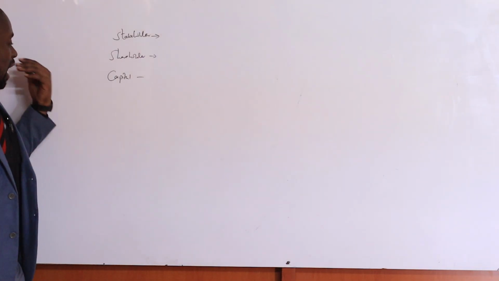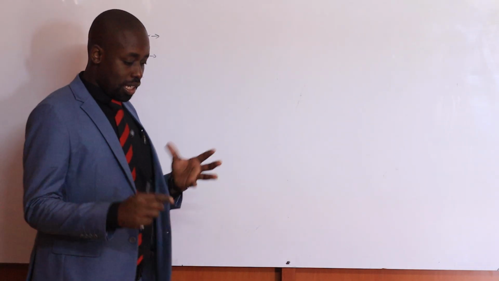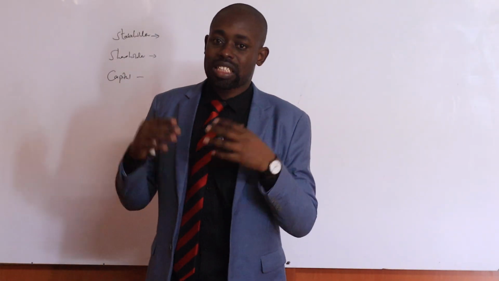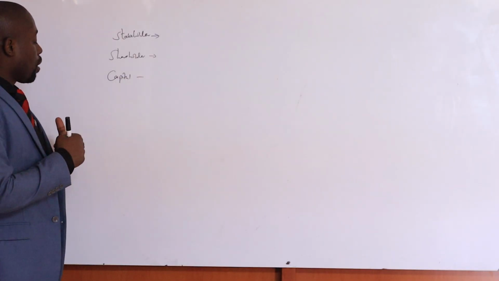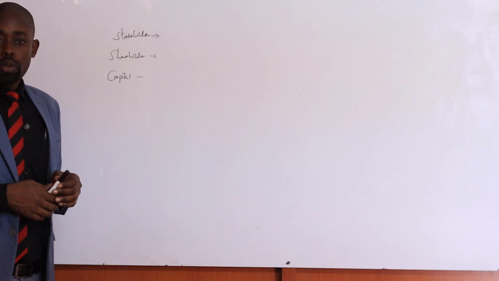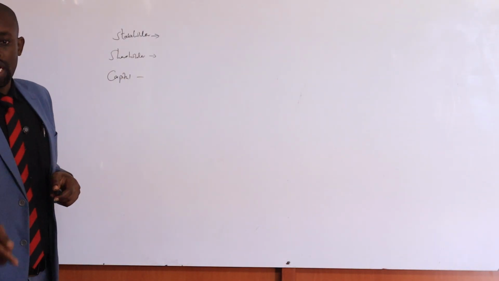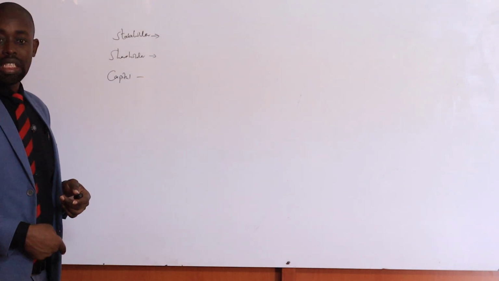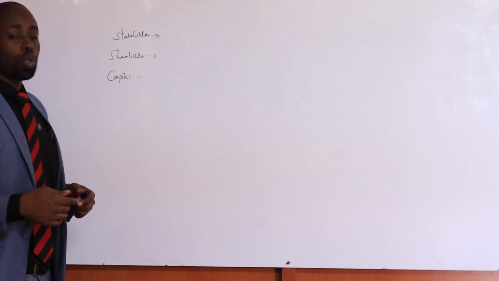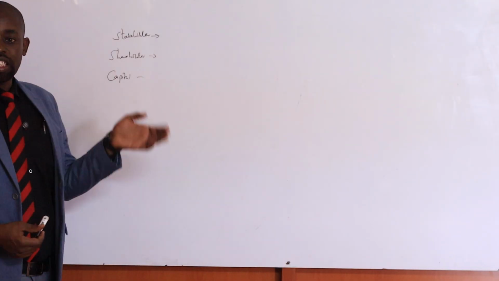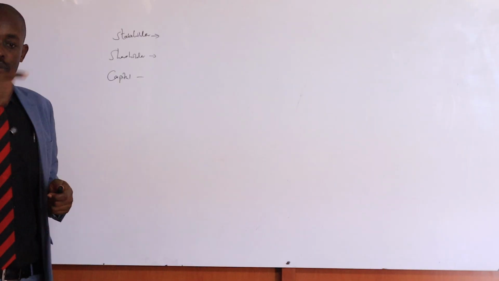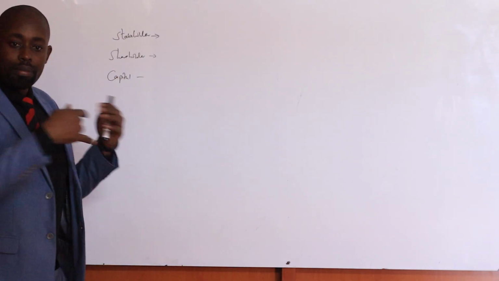Now we have also another definition that states that capital is the owner's claim against a business. When you talk of owner's claim, we are saying the business belongs to the owner. He's the one who put in the money or the resources in the business. So he can claim what he put in. That's why it's defined as the owner's claim against a business. He gave the business the resources; he can claim them back.